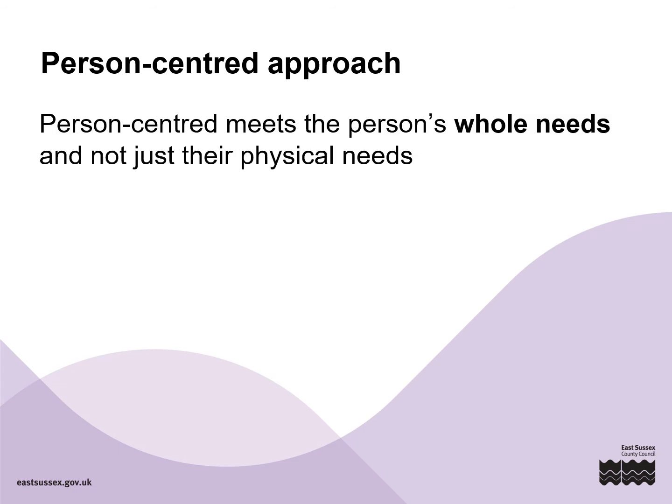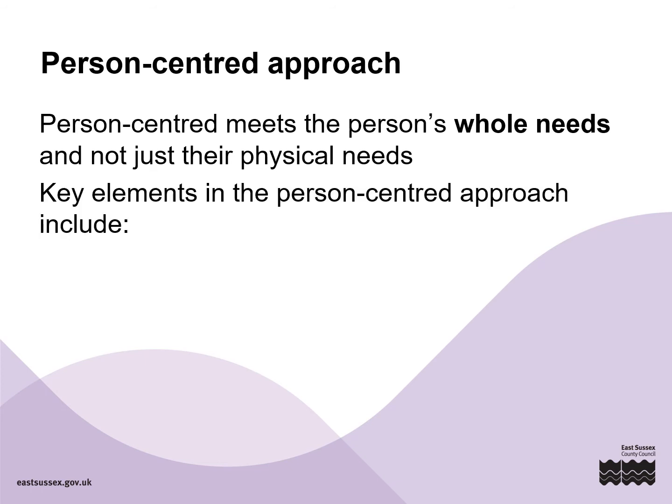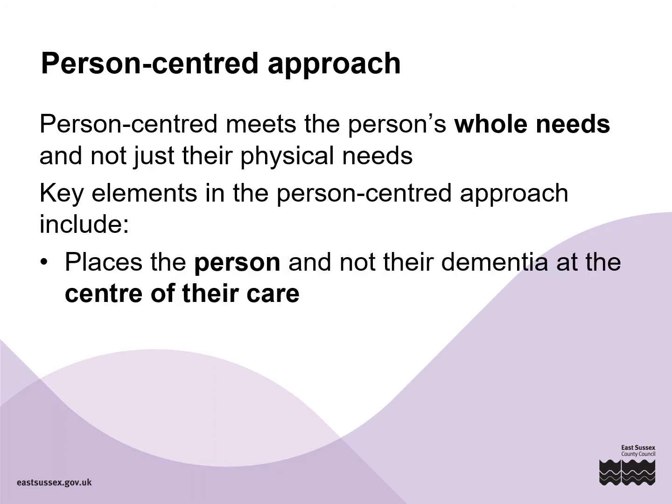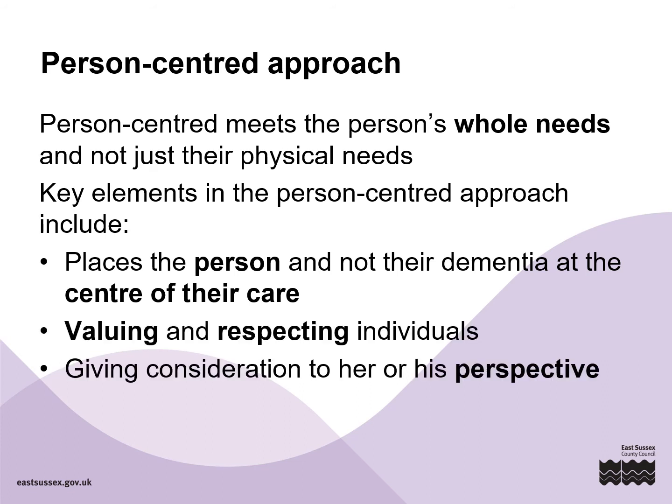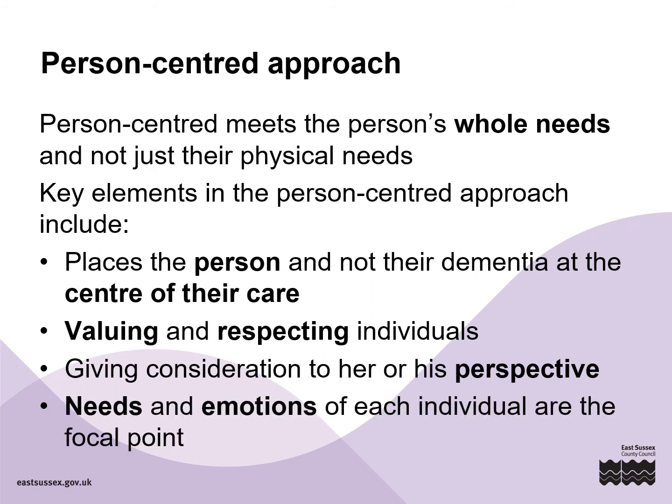Person-centred care meets the person's whole needs, not just their physical needs. Key elements in a person-centred approach include placing the person and not their dementia at the centre of their care, valuing and respecting the individual, giving consideration to the person's perspective, and considering needs and emotions of each individual as the focus point. These positive attitudes are empowering, enabling, and can help people with dementia feel good about themselves.